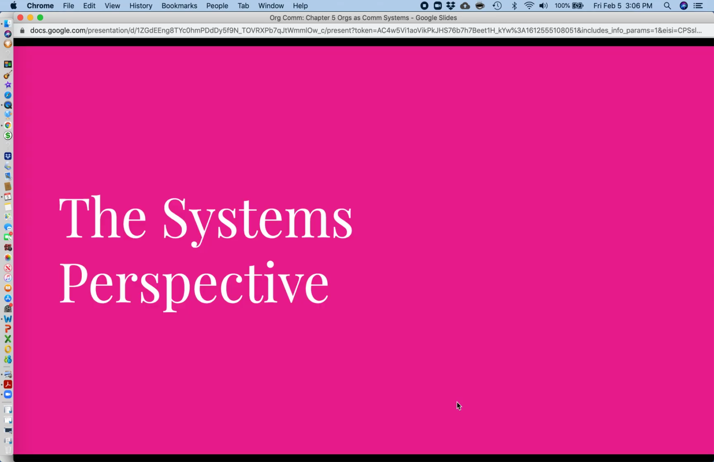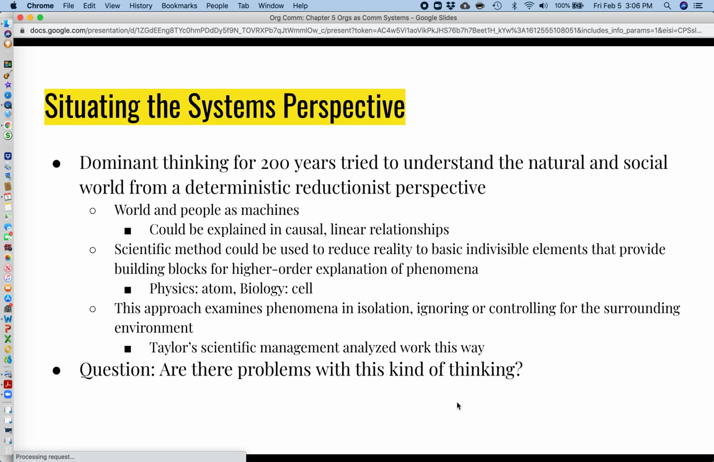So again, I want to talk about this systems perspective and how this works, how we think of things, and how it arose as sort of a way of looking at organizations in relation to historical context. So for 200 years, right, the main thinkers in terms of understanding the world tried to understand it from what we would call a deterministic reductionist perspective.